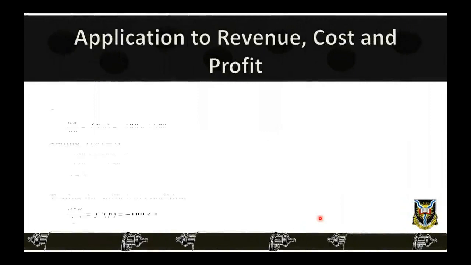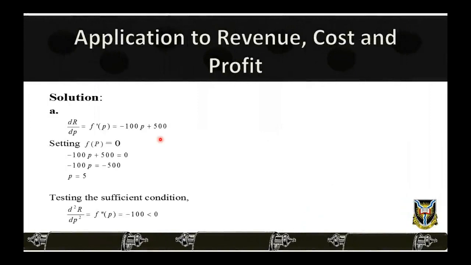Solution. dR/dp = f'(p) = -100p + 500. If we set f'(p) equal to 0, -100p + 500 = 0, -100p = -500, p = 5. The sufficient condition should be tested. Thus, d²R/dp² = f''(p) = -100, which is less than 0.